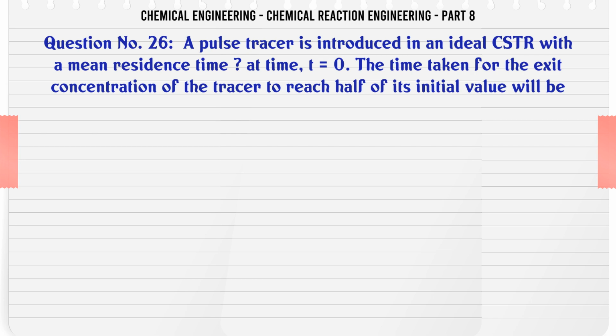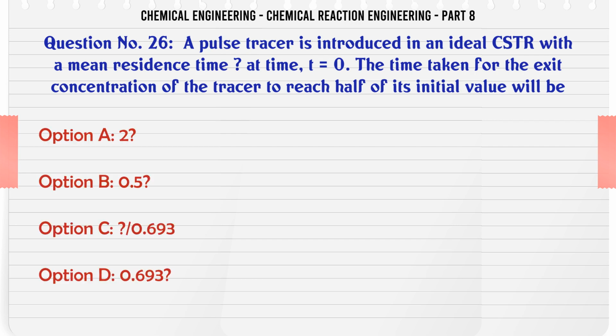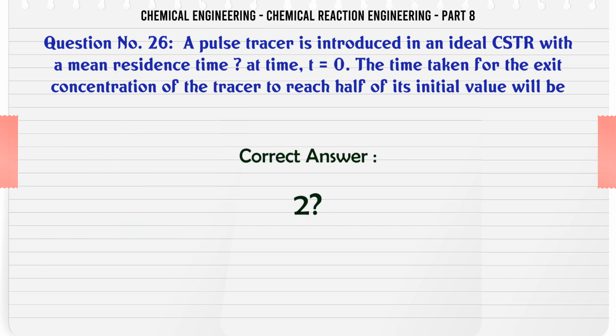A pulse tracer is introduced in an ideal CSTR with a mean residence time τ at time t=0. The time taken for the exit concentration of the tracer to reach half of its initial value will be A. 2τ, B. 0.5τ, C. 0.693τ, D. τ/0.693. The correct answer is 2τ.